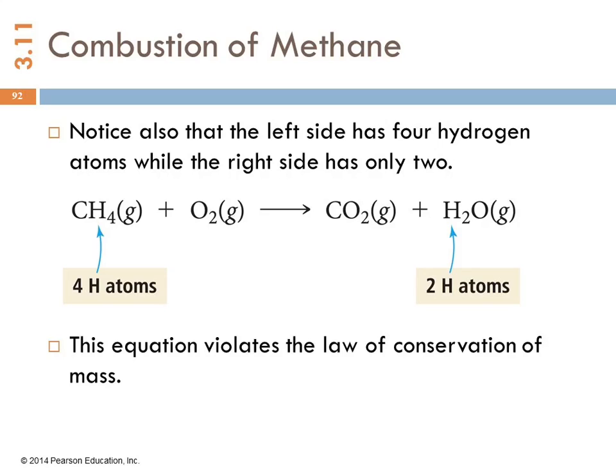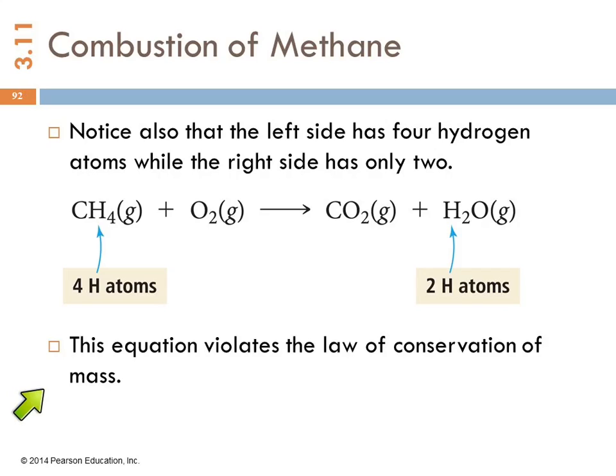The other issue with that equation is that on the left we have 4 hydrogen atoms, and on the right we have 2 hydrogen atoms. You might say, well, how about if we just make those 2 hydrogen atoms into an oxygen atom? Problem solved. We can't do that. In chemical reactions, atoms are unchanged.